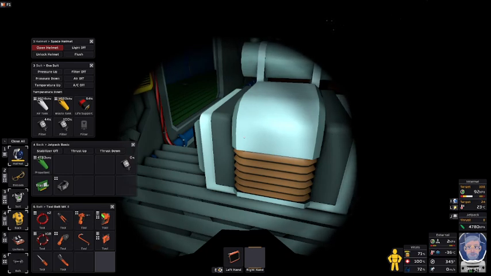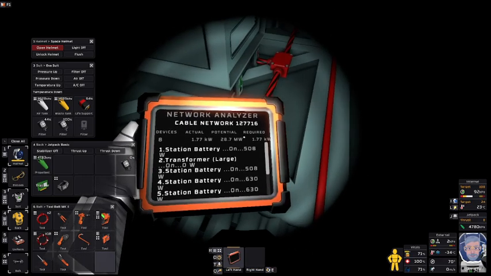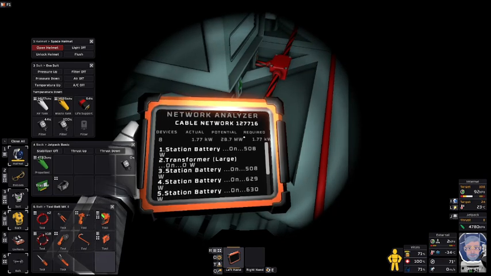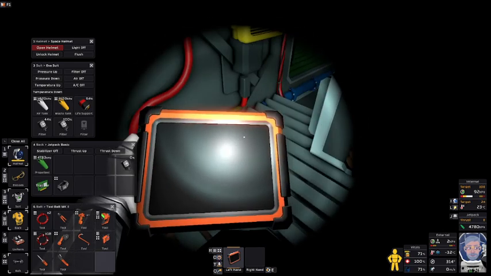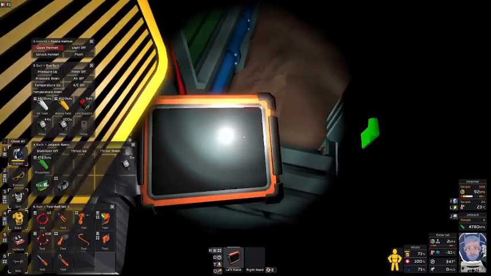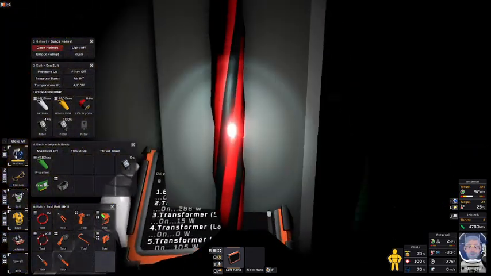Okay? In Stationeers, it's a little more simple. All it's doing is controlling the output. So here you can see 1.77 kilowatts in with the potential of 28.7 megawatts. Wow. And here's the cable on the way out. Well, let's get a better view of this.